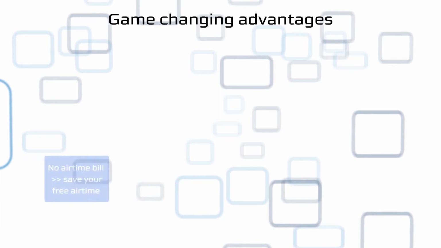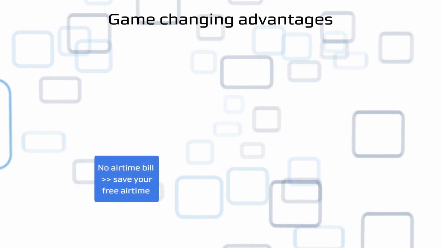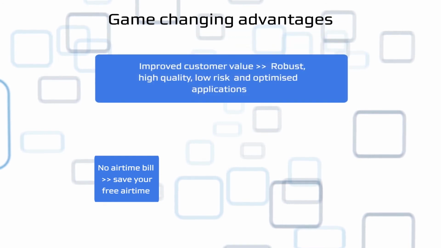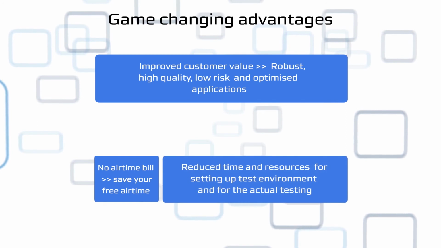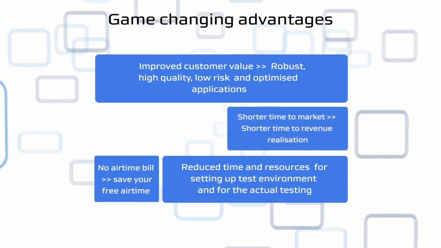To sum it up, these are the game-changing advantages. No airtime bill, which means you can save your free airtime for selling and promotion of your application. Improved customer value. Thorough end-to-end testing means robust, high-quality, low-risk, and optimized applications. Reduced time and resources used on setting up a test environment and for the actual testing. Shorter time to market and hereby to revenue realization.